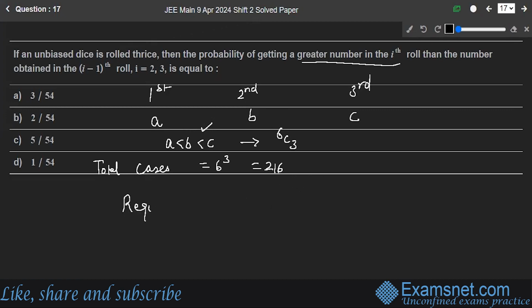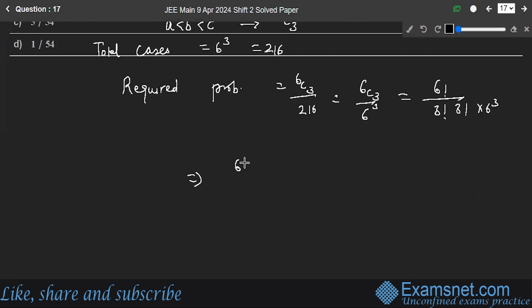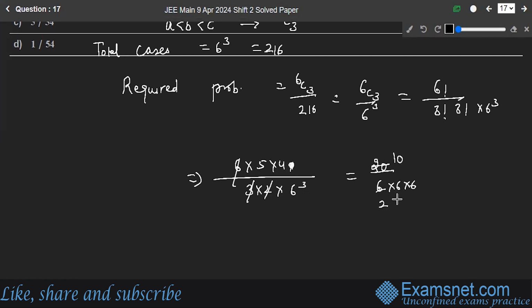So required probability will be given by 6C3 upon 216, or better to write it as 6 cube. This will be 6 factorial upon 3 factorial into 3 factorial into 6 cube. Or that will be 6, 5, 4. Okay, 3 will be cancelled. So 3 into 2 into 6 power 3. So this will cancel this one. And you have 20 upon 6 into 6 into 6. Or this will be 10 and 3. So 5 upon 54. This is the right answer to the question.